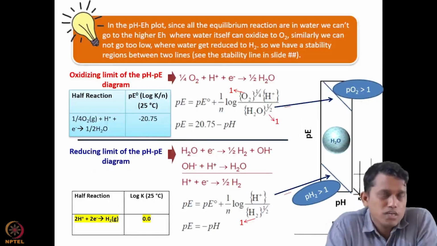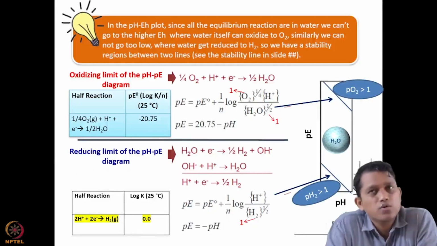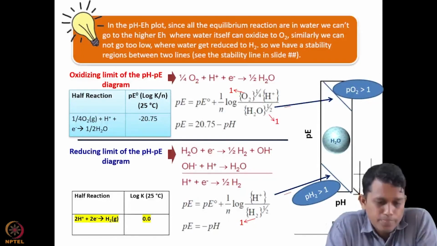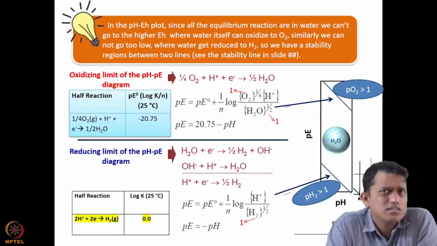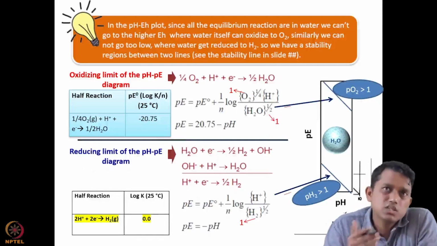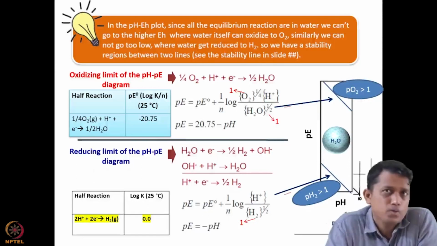So for water as a media, we have certain limitations, or rather we should say certain boundary conditions under which we have to work. And these boundary conditions are basically decided by two things. One, the oxidizing limit of the water. Second is the reducing limit of the water. When we talk about the oxidizing limit, we mean that water is getting oxidized to O2. When we talk about the reducing limit, we say that water is getting reduced to hydrogen.